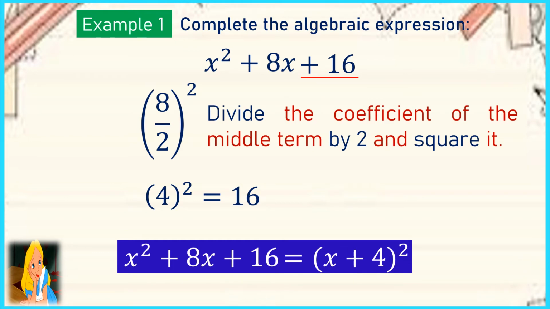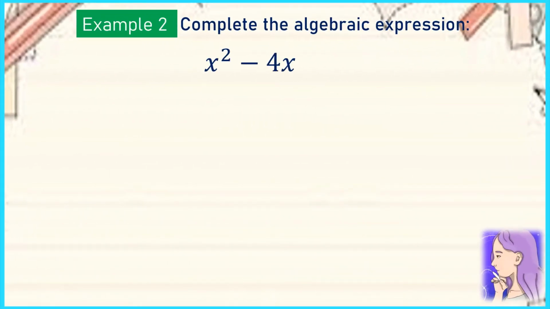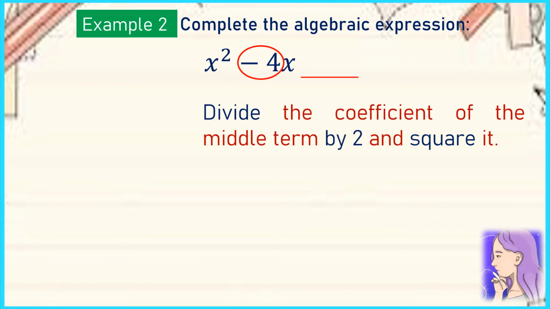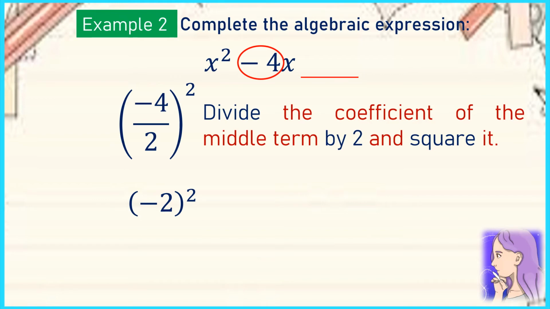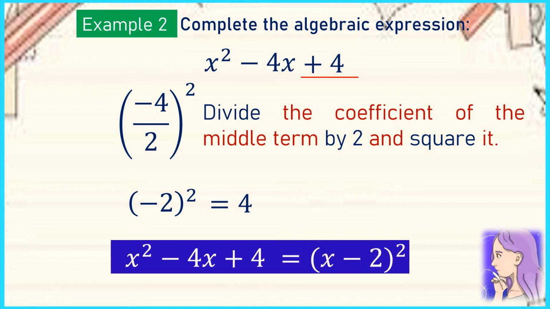(x plus 4) squared. Now let us have example number 2, x squared minus 4x. In here, take a look at your coefficient of the middle term, negative 4, then divide it by 2, then square it. So negative 4 over 2 is equal to negative 2, and negative 2 squared is equal to 4. So therefore, the last term or the constant term will be plus 4. So we have a perfect square trinomial, x squared minus 4x plus 4, which can be written as (x minus 2) squared.